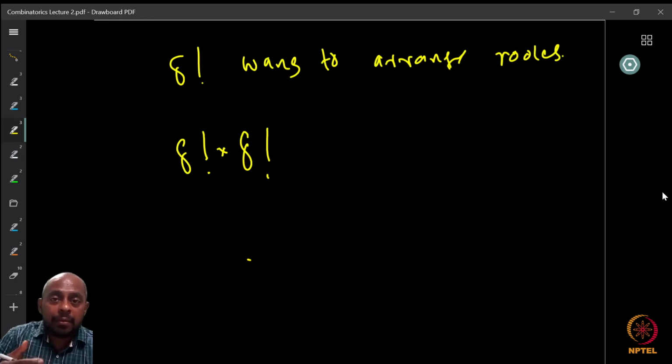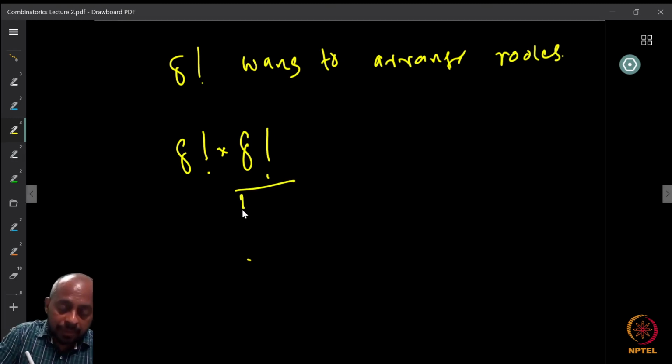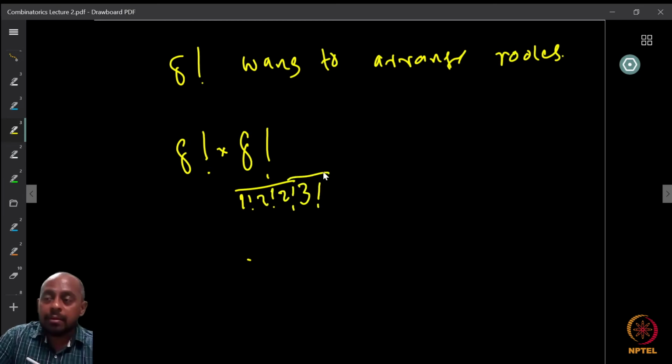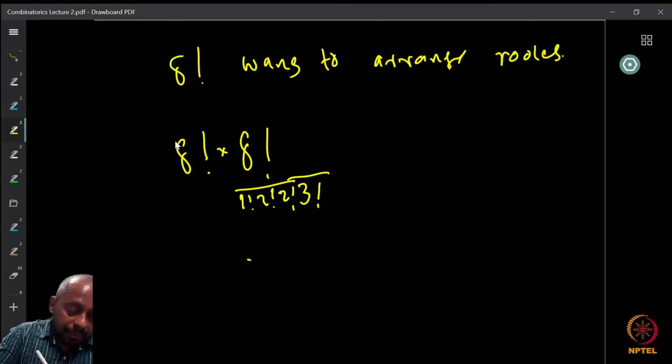But one object is of the same type, so 1 factorial, 2 objects of the same type, 2 objects of another type, and 3 objects of another type. So therefore, I can divide by 1 factorial times 2 factorial times 2 factorial times 3 factorial. And this will be my answer for the number of ways to keep the rooks, where the colors are like 1 blue, 2 red, 2 yellow, and 3 green, whatever. Right? So that is the idea.